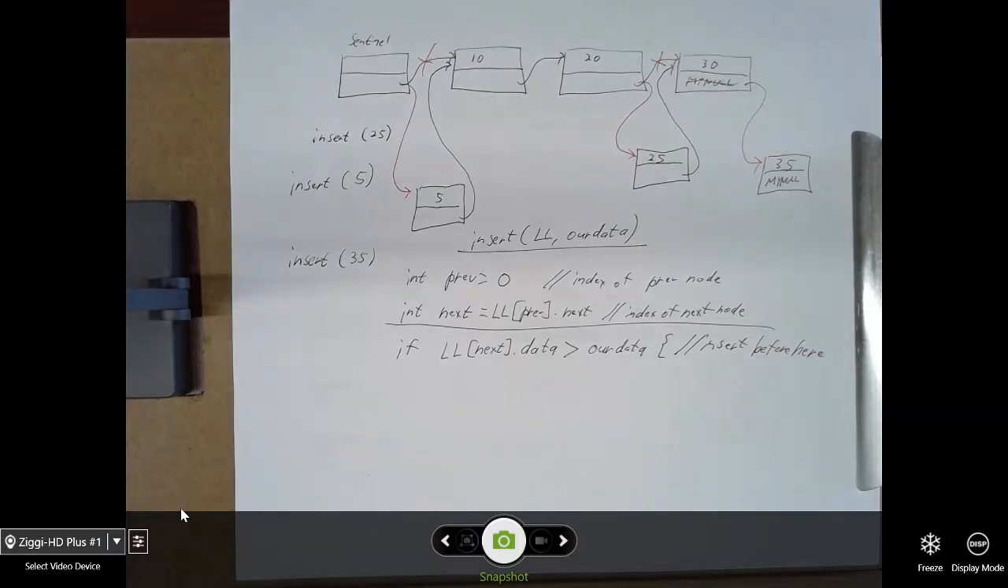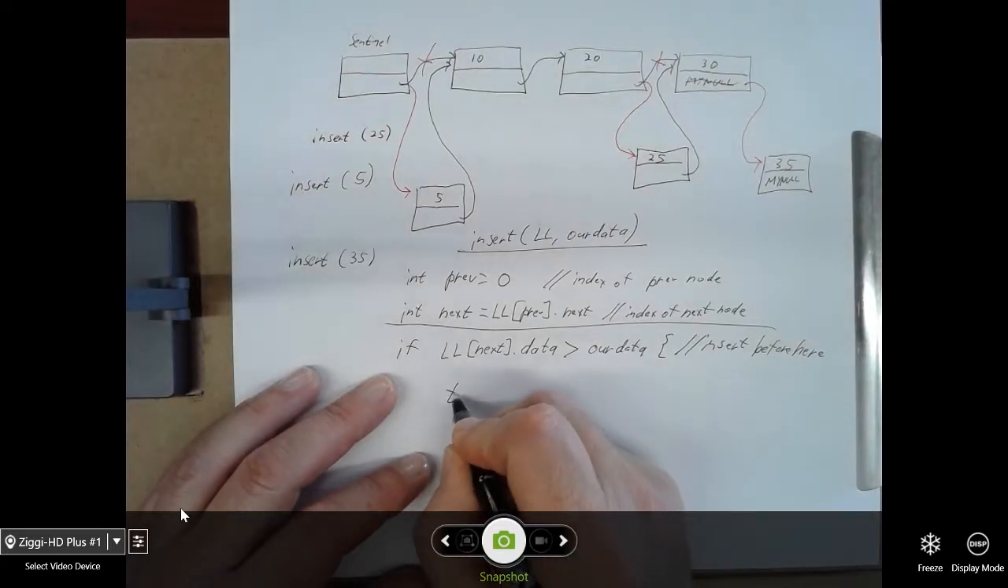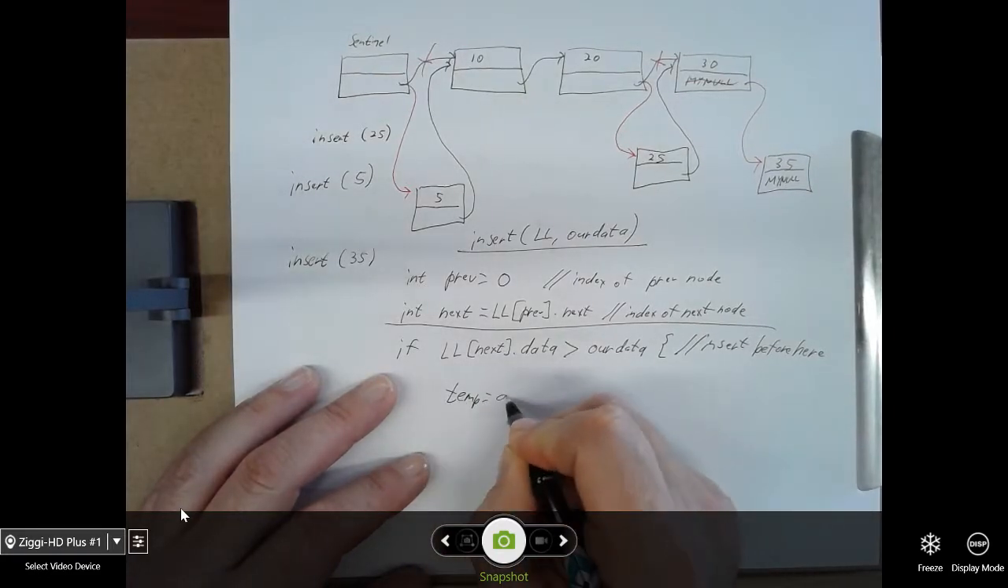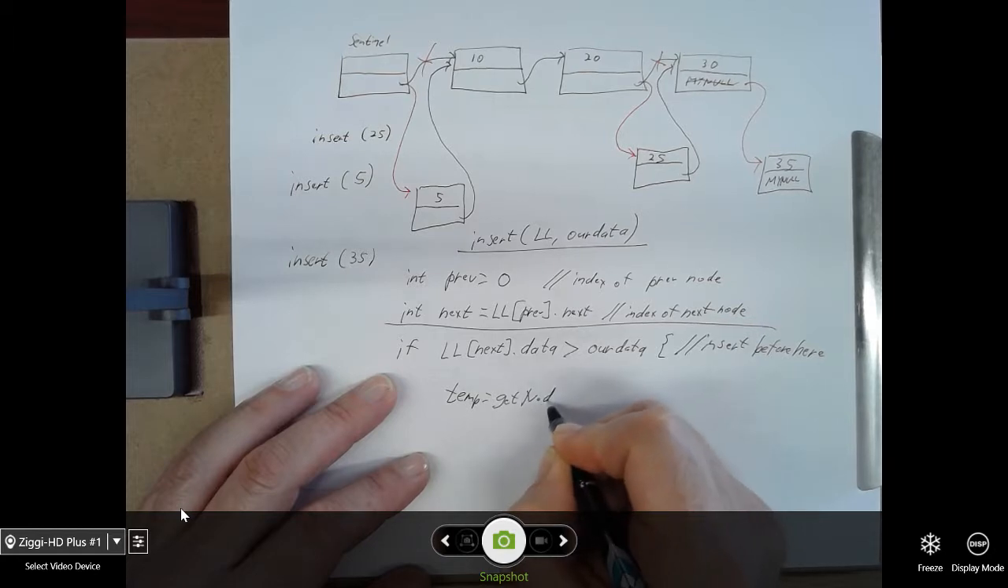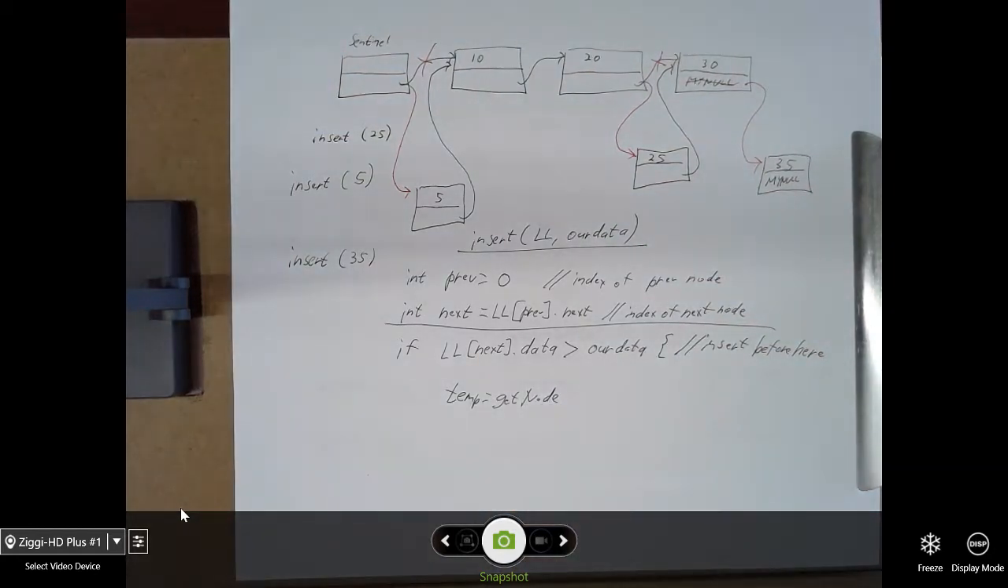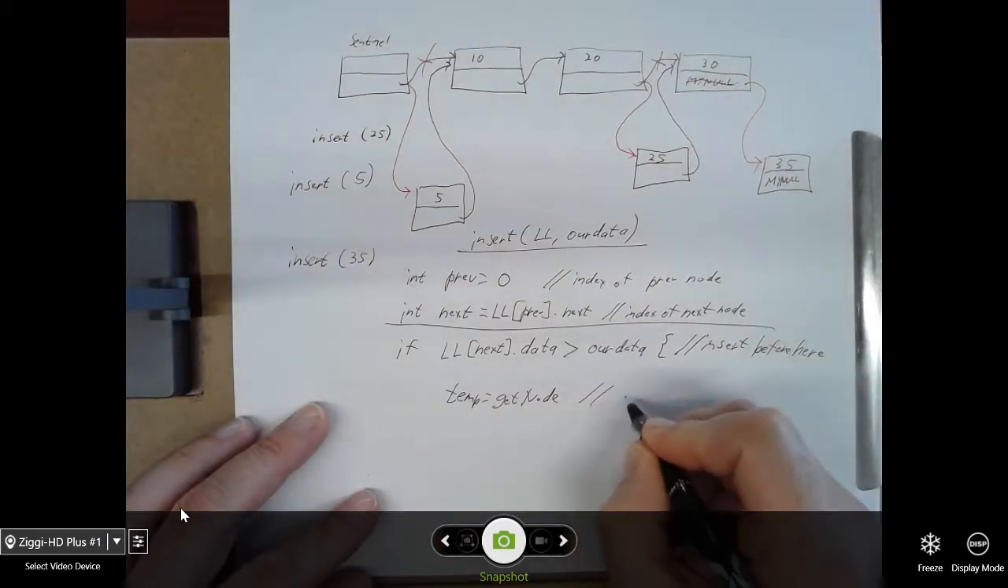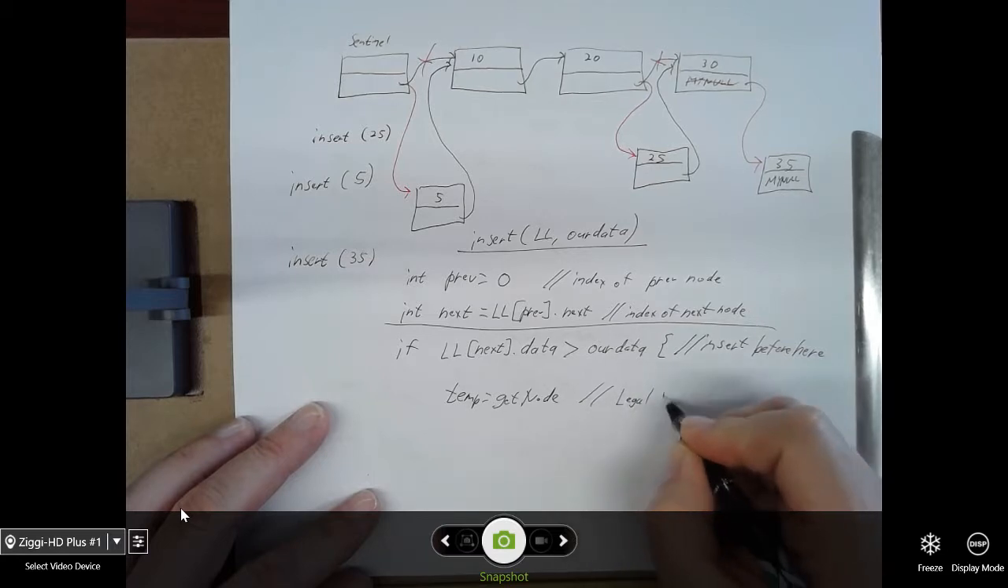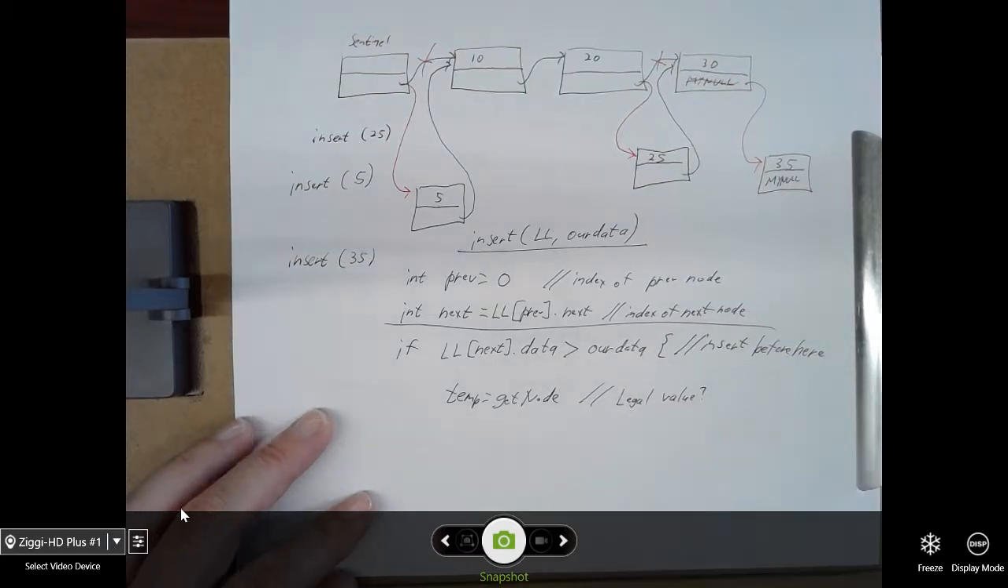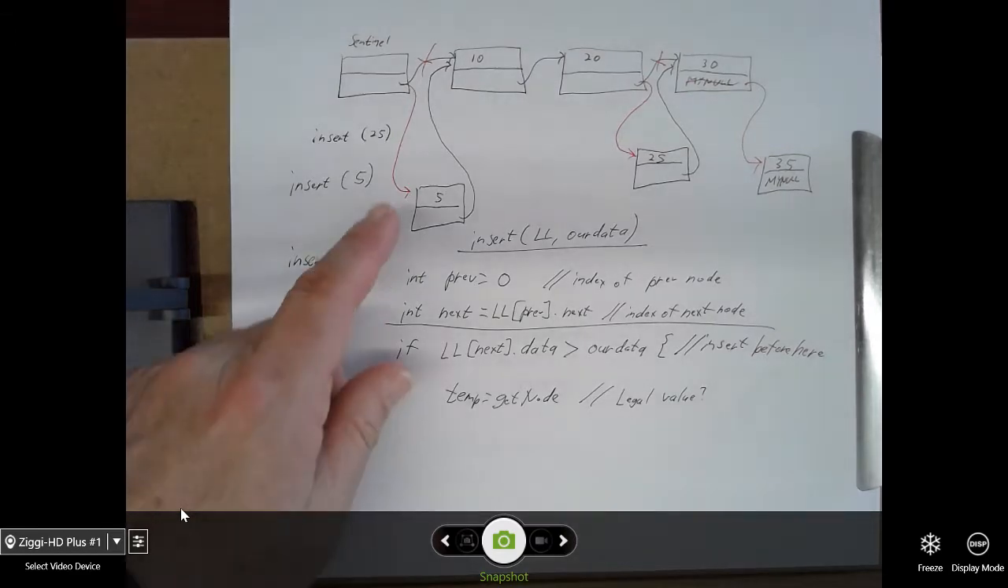So we want to insert right before here. Well, so we have to make a new node. So we can do something like temp, right, get a node. Check it to make sure that it's not reporting my null, that you're out of space. So add some check to see if it's legal. Otherwise, here's what we have.